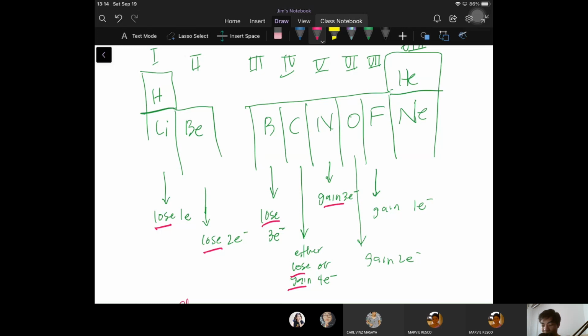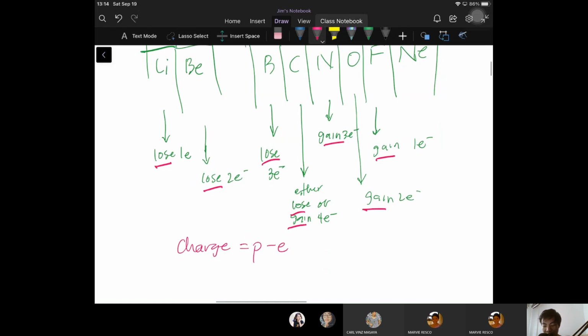No? So, may options kasi sila tumanggap or mamigay ng electron. So, as they do so, may consequence yon sa charge. No? So, bakit na? Kasi if they lose electron, bababa ito, no? Magiging lower yung number ng electrons niya than the proton if it loses electron.